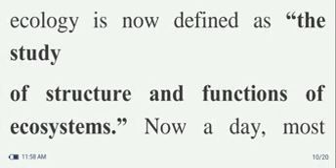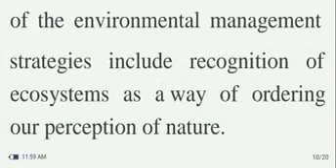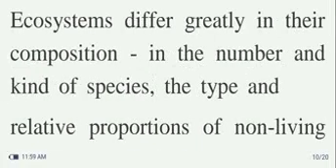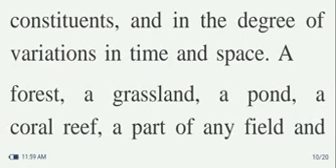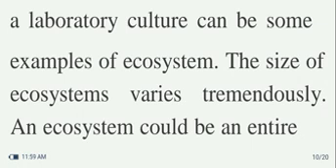Modern ecology is now defined as the study of structure and function of ecosystems. Nowadays, most environmental management strategies include recognition of ecosystems as a way of ordering our perception of nature. Ecosystems differ greatly in their composition, in the number and kind of species, the type and relative proportions of non-living constituents, and in the degree of variations in time and space. A forest, a grassland, a pond, a coral reef, a part of any field, and a laboratory culture can be some examples of ecosystem. The size of ecosystems varies tremendously.